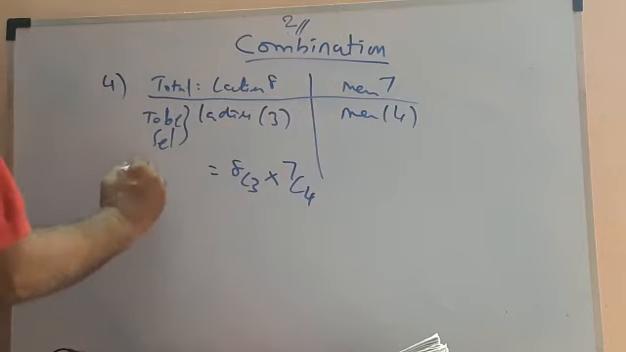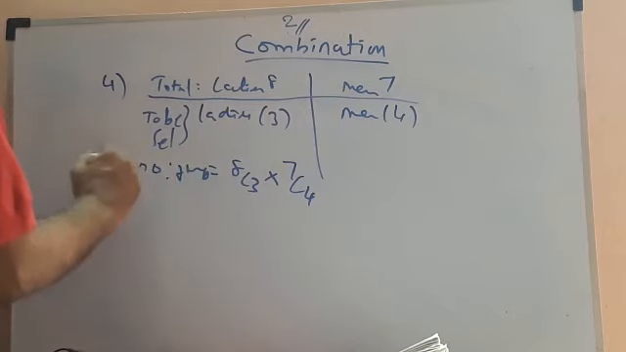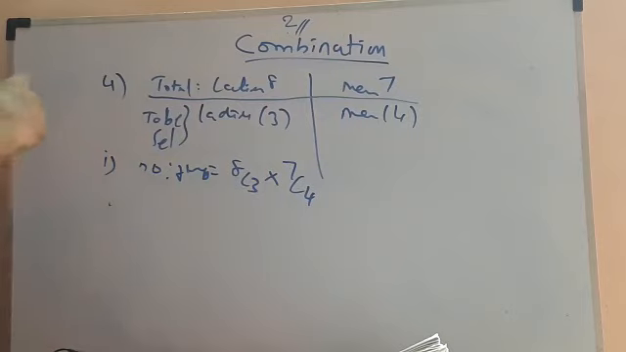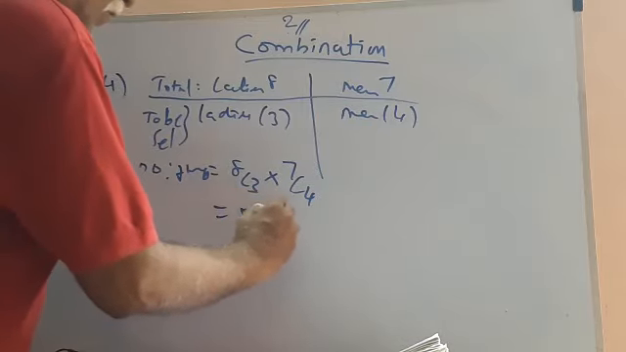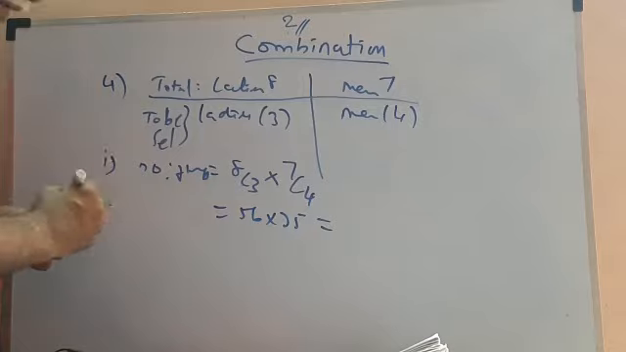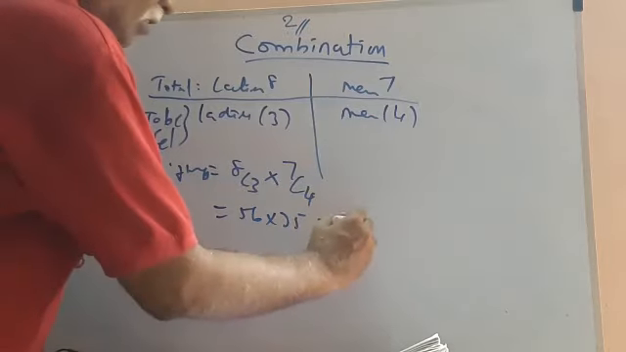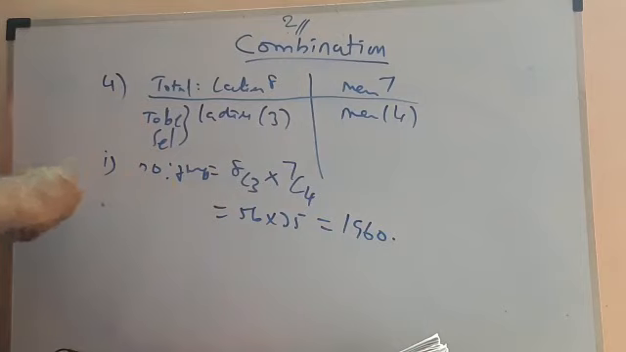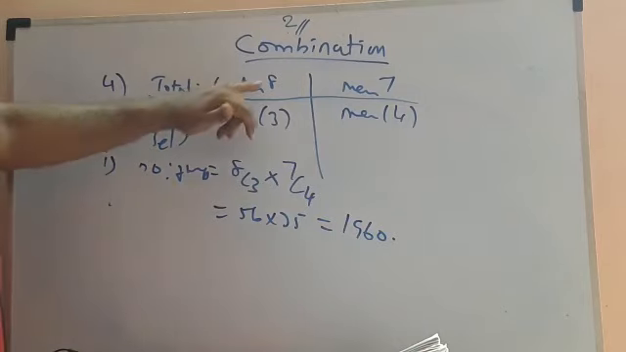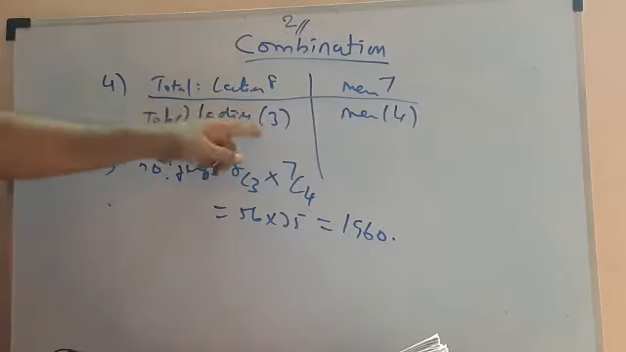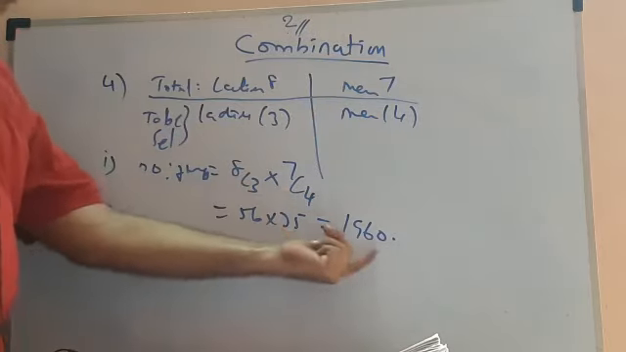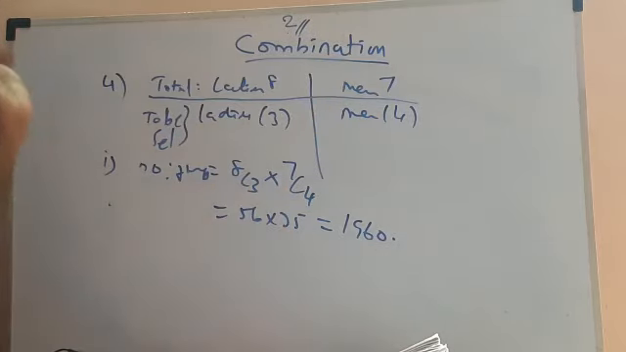So the number of possible ways is 8C3 into 7C4. 8C3 is 56, 7C4 is 35. So 56 into 35. The total number of ways is 1960, right? So the first part of this question: out of 8 ladies and 7 men, how many ways can I select 3 ladies and 4 men? This is 8C3, this is 7C4, I have to multiply both. So 1960 ways.